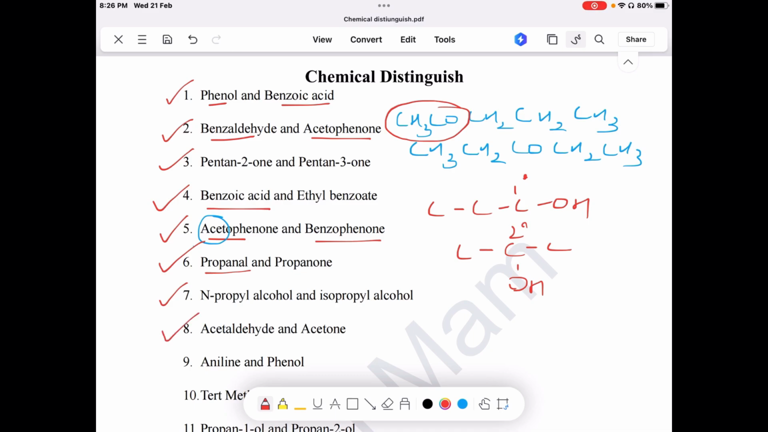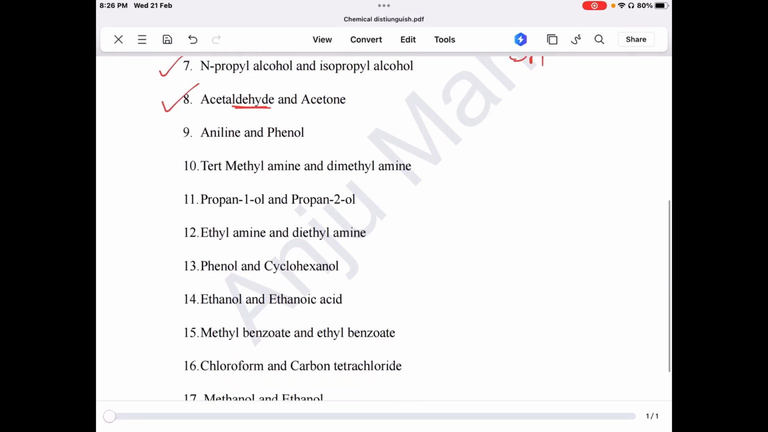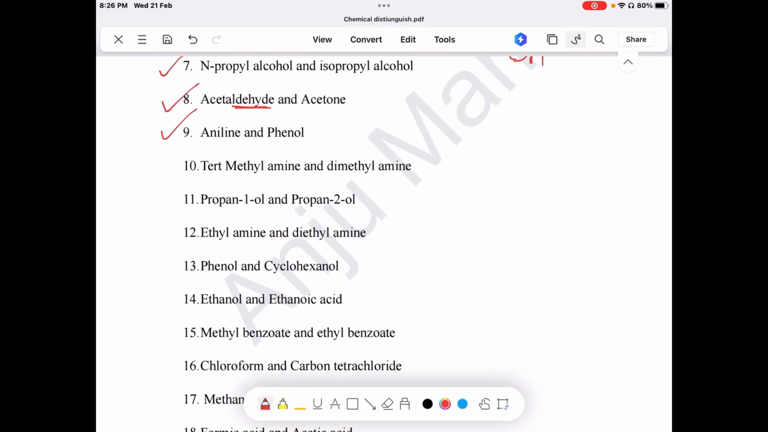Next is acetaldehyde and acetone. Acetaldehyde is an aldehyde, so again we do a Tollens test here. Next we have aniline and phenol. For aniline, we do a carbylamine test, and for phenol, we do a bromine water test or an azo dye test. The azo dye test we can perform for both.